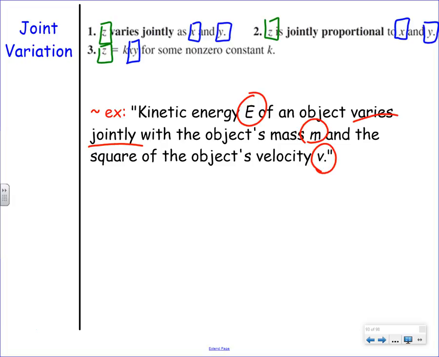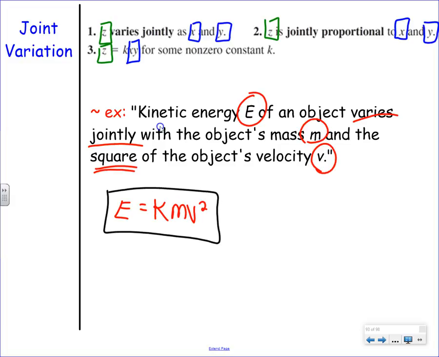Kinetic energy E of an object varies jointly with the object's mass and the square of the object's velocity. How can we take that statement and model it quickly? E equals kmv squared, because we need both of the quantities, but also, don't miss it, the square of v. You thought this section was going to be crazy, right? It might be, but the wording is very specific, and the clues help us get the model.